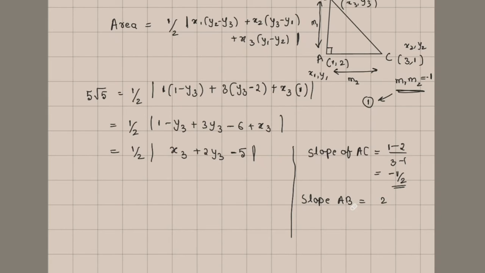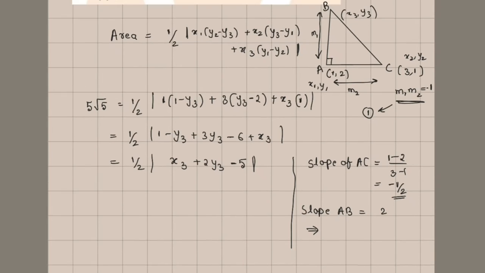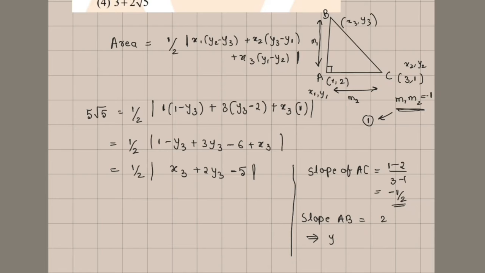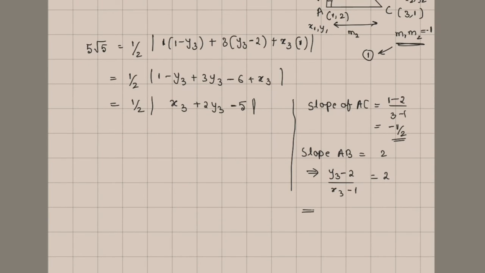Because the product of these two slopes should be minus 1, which gives (y3 minus 2) by (x3 minus 1) equals 2. So y3 minus 2 equals 2x3 minus 2. So 2 gets cancelled. You get y3 equals 2x3.